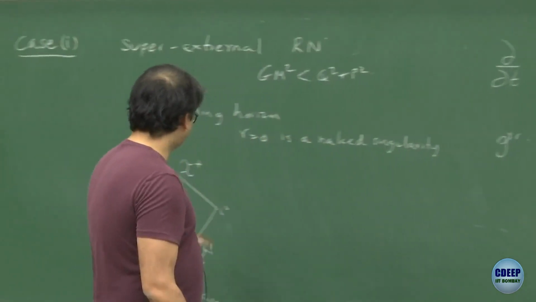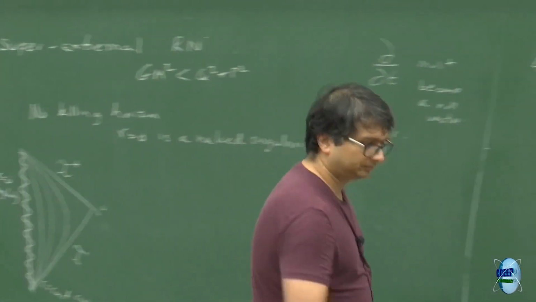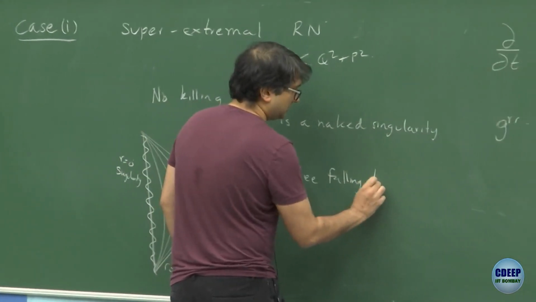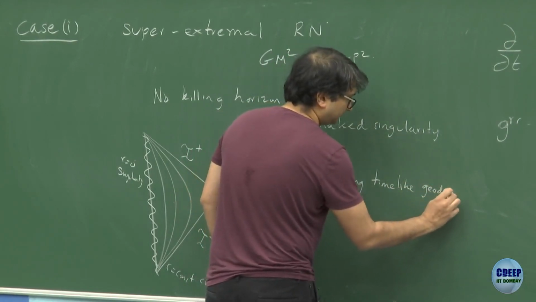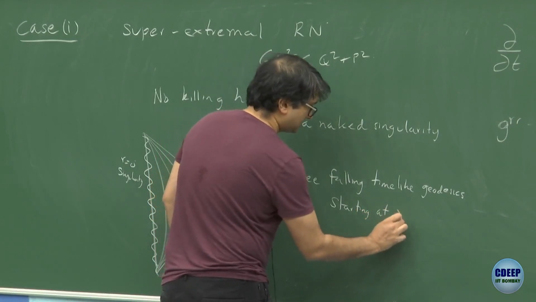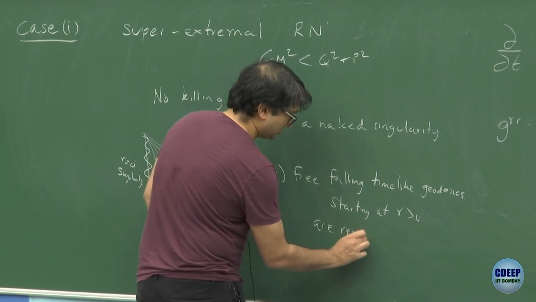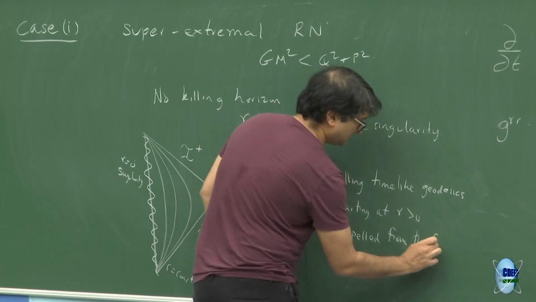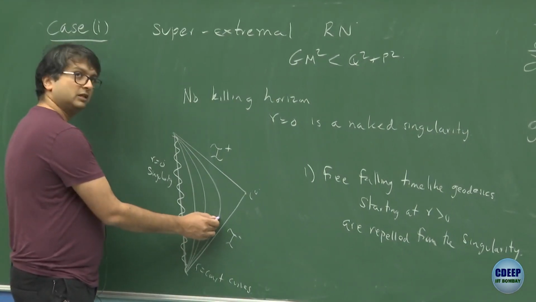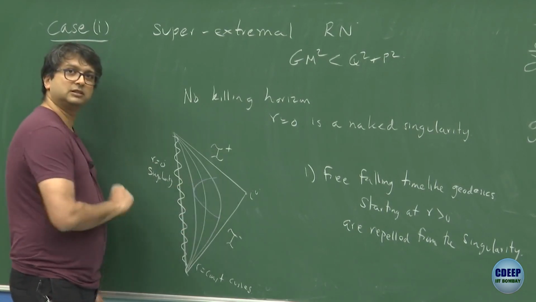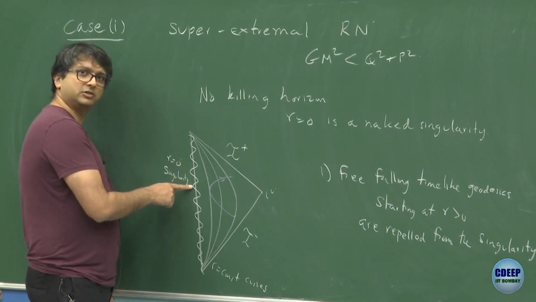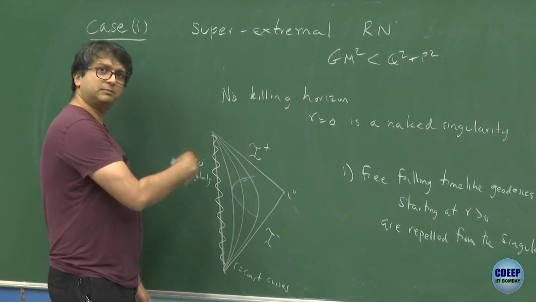Now there's something interesting about the solution. If I look at free falling particles, free falling time-like geodesics, then you can show that starting at some r greater than 0, they are repelled from the singularity. That is, if you start over here and you go in free fall, for some time you will go towards smaller r and then your trajectory will turn around. So free fall will look like this. This will actually be a time-like geodesic. So time-like geodesics will never intersect the origin, which means if you allow yourself to be in gravitational free fall in the spacetime, you'll get repelled away from the singularity.